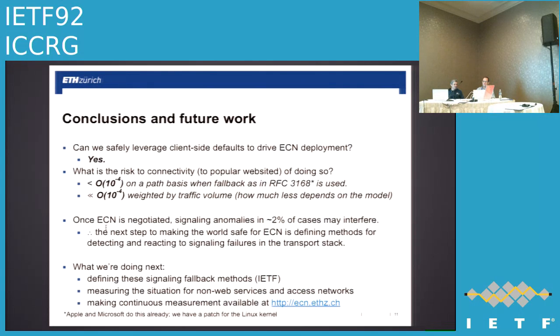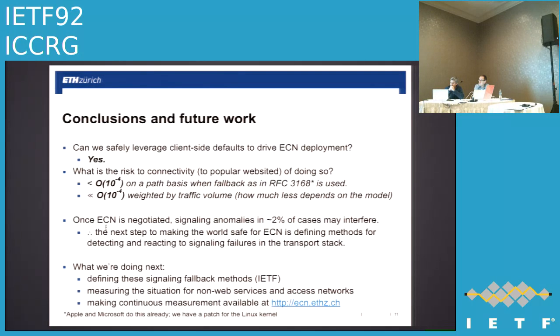Can we safely leverage client-side defaults to drive ECN deployment? I think we can say yes at this point. A lot of these numbers down here are in the underflow. What is the risk of connectivity to popular websites? It's on the order of 10 to the negative fourth, so 1 in 10,000, on a path basis, when you're using the fallback in RFC 3168. So this is the SYN: the retransmitted SYN with ECN and CWR is retransmitted as a plain SYN.